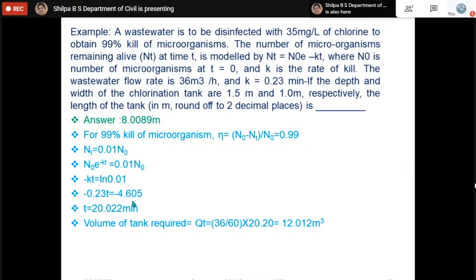So for that, volume of the tank is equal to Q into T. The flow rate is given as 36 meter cube per hour. So we need to convert it into per minute by dividing by 60. Since the time is in terms of 20.022 minutes, we will get the volume as 12.012 meter cube. Then the length will be volume divided by depth into width. They have also given the width and the depth, so we are able to calculate the length. So that is 8.0089.